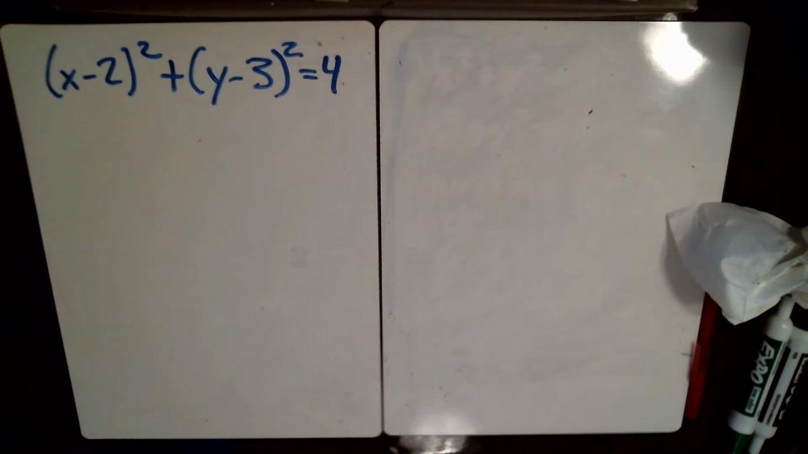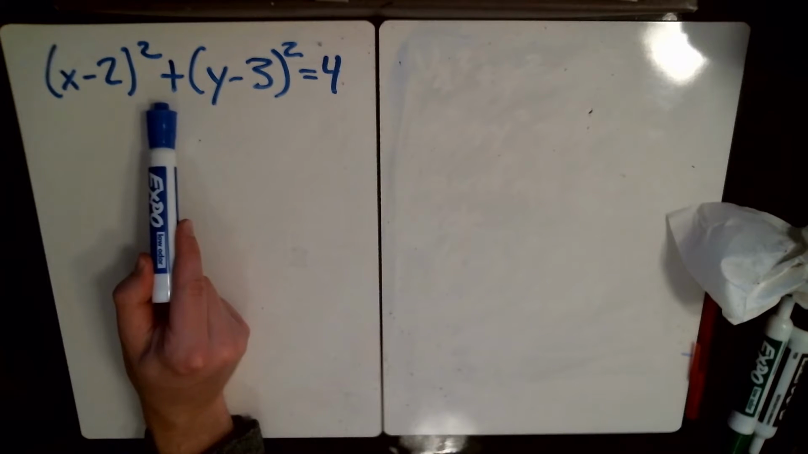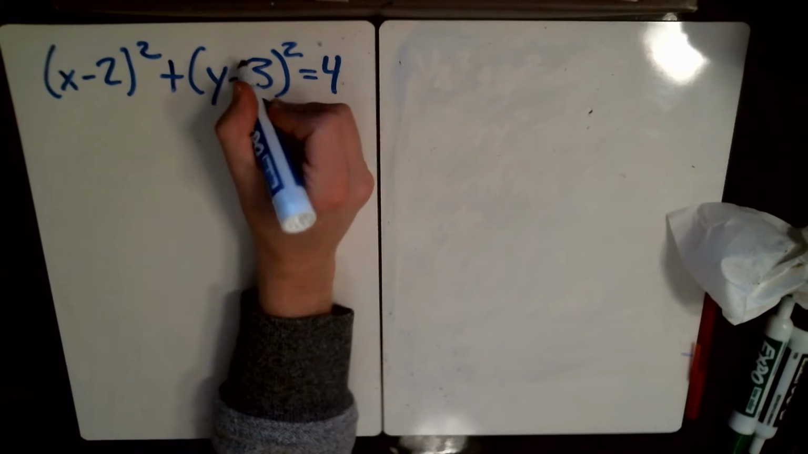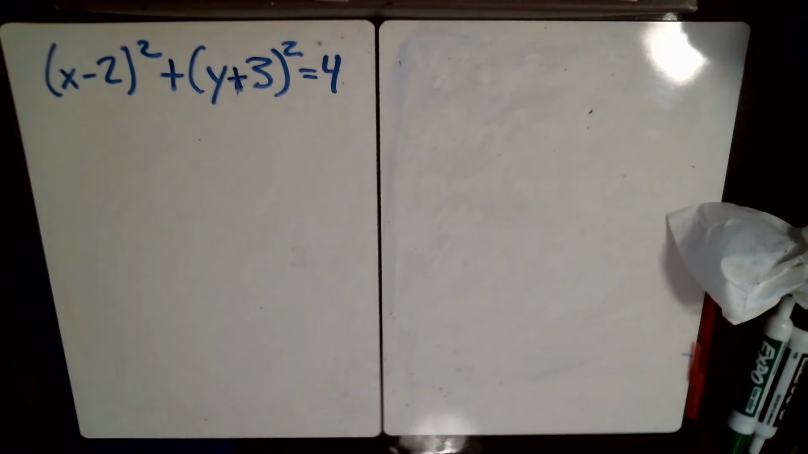Okay, welcome back. In this video we're going to look at an example of graphing a circle when we have the equation. Notice I've got this equation here: (x - 2)^2 + (y + 3)^2 = 4. I meant to have this one be a plus. We want to sketch a graph of this circle.